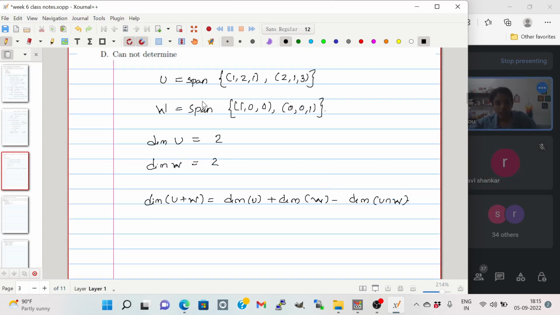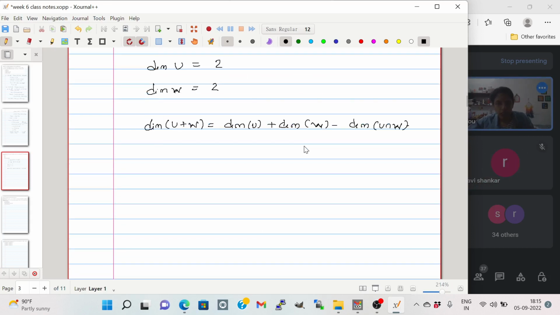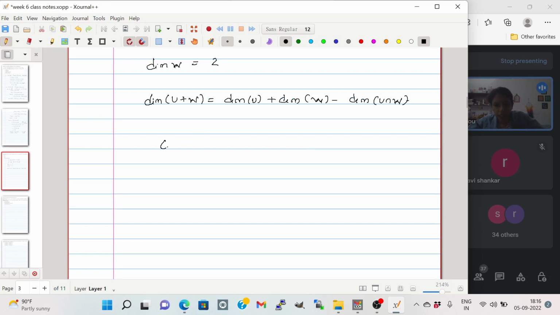Okay, I will say. So here we have two elements, (1, 2, 1) and (2, 1, 3). I am taking the linear combination of (1, 2, 1) and (2, 1, 3). Then I will equate this linear combination to 0, meaning the zero element, here (0, 0, 0) is our zero element. Now I will do this.